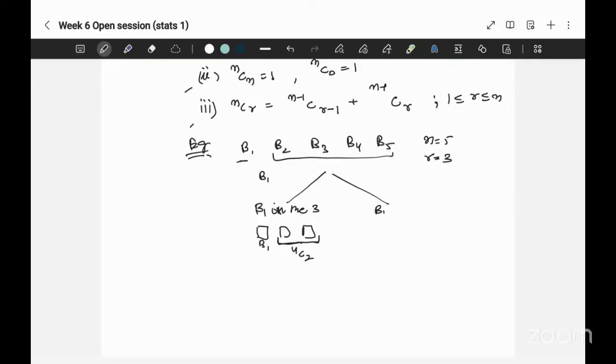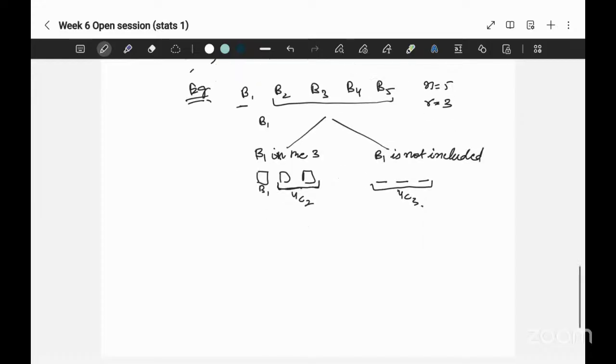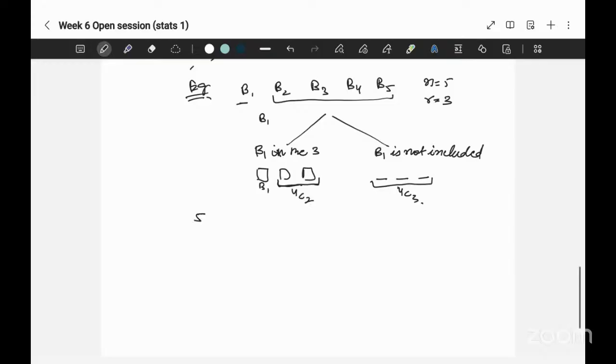Now I'm saying that B1 is not included in the three balls that I'm selecting. So I have three spaces, and these three will be selected from the remaining four, B2, B3 and so on. So it will be 4C3. Basically, from five balls I have to select three balls, and this can be written as 4C2 plus 4C3. In general terms, nCr equals (n minus 1)C(r minus 1) plus (n minus 1)Cr. Fine?